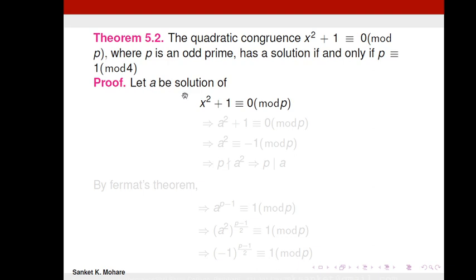Let a be a solution of the quadratic congruence x squared plus 1 congruent to 0 modulo p. So what we obtained is a squared plus 1 is congruent to 0 modulo p. This implies a squared is congruent to minus 1 modulo p. This implies p divides a squared plus 1, and from this we can observe p does not divide a squared, and as p does not divide a squared, this implies p does not divide a.